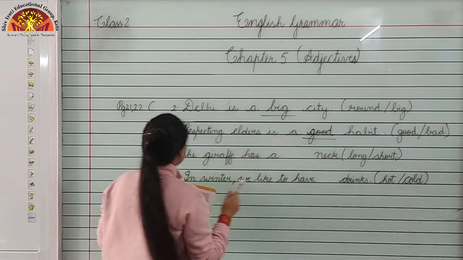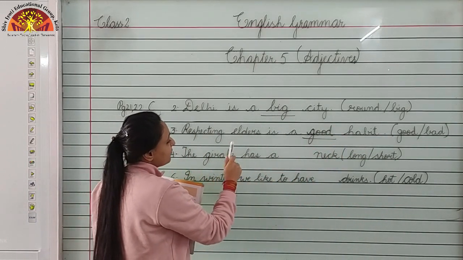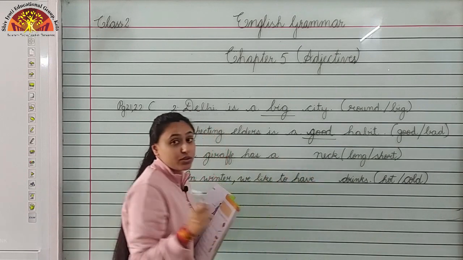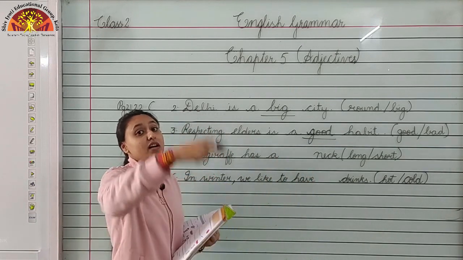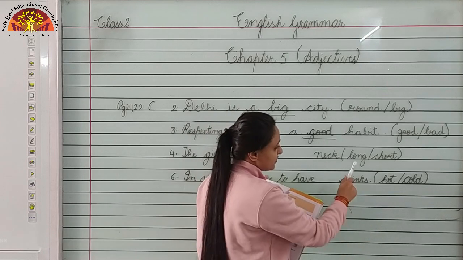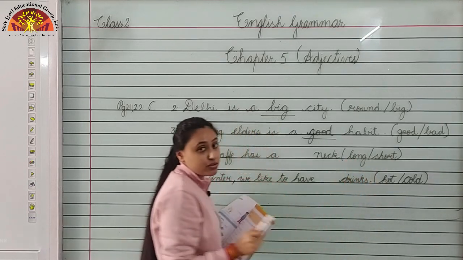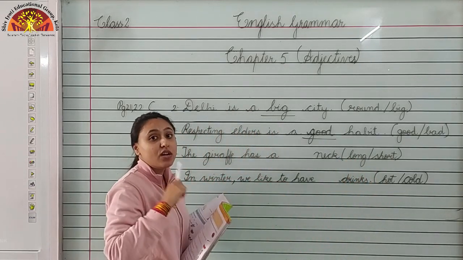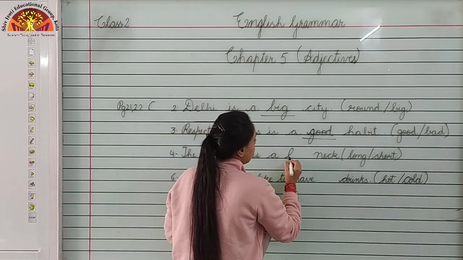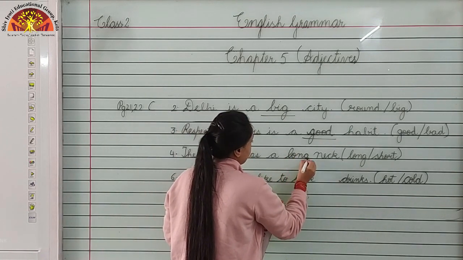Okay. Now number 4, the giraffe has a dash neck. You have seen giraffe. Giraffe has a long neck. Okay, two options are given, long and short. So you have seen giraffe. Giraffe has long neck. Okay, LONG, long.